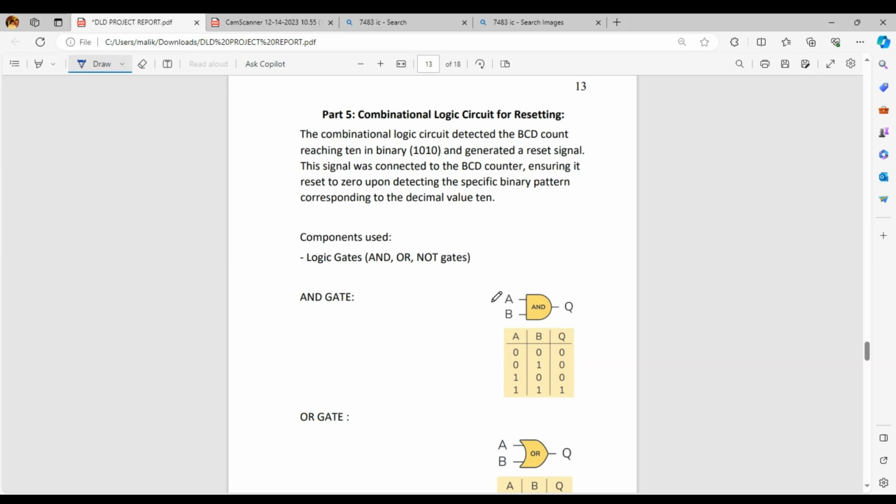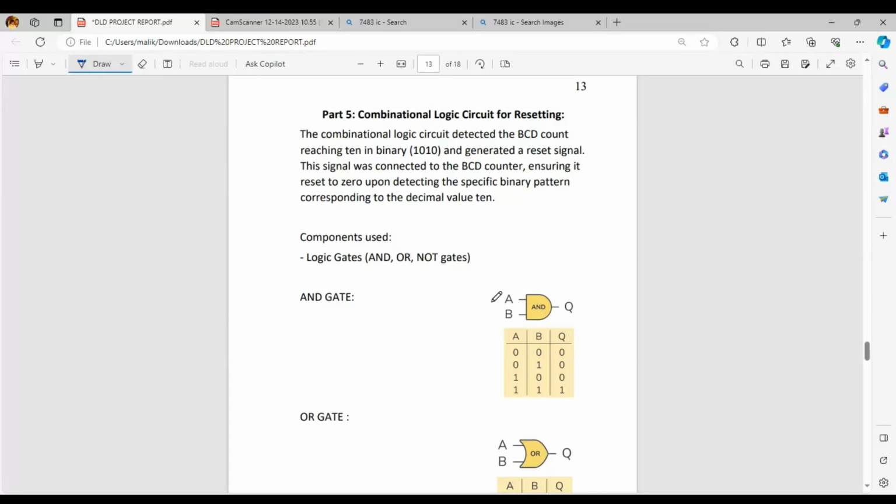In the previous video, we discussed the IC, and as you can see, the numbers are getting increased one by one after the clock pulse arrives. But as we were making a BCD count, it should be from 0 to 9, and it must get back to zero whenever the 10 arrives.